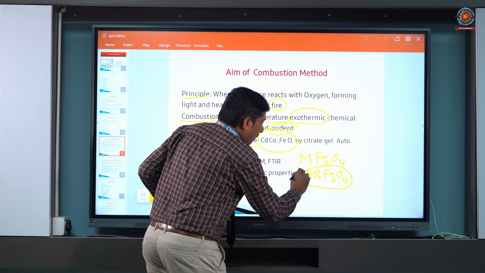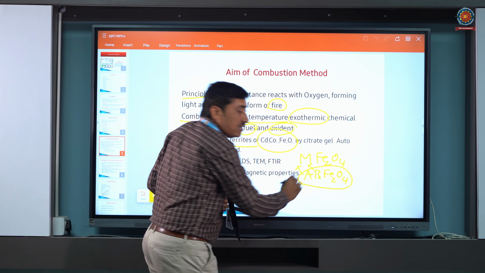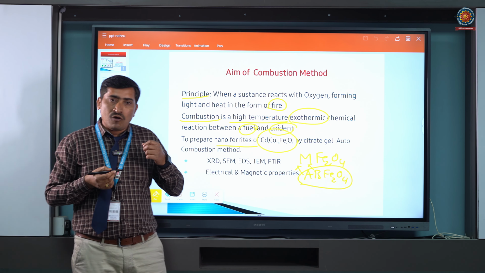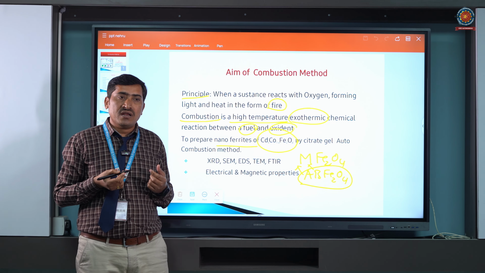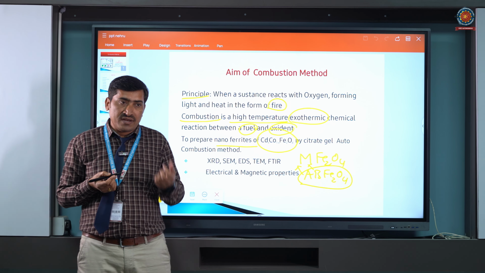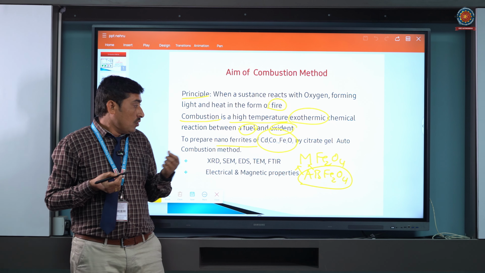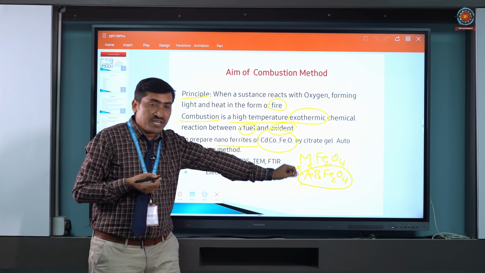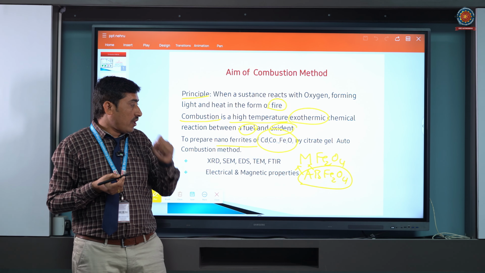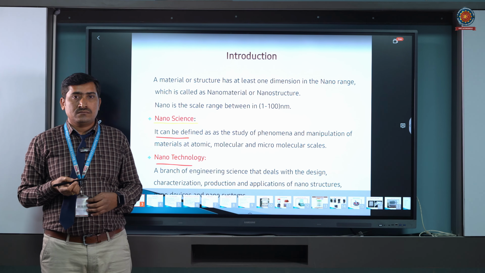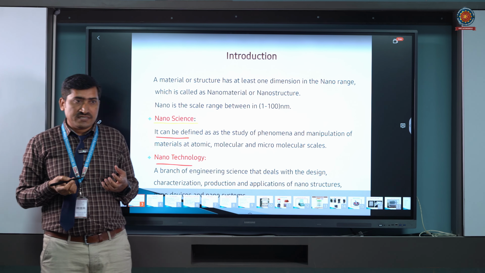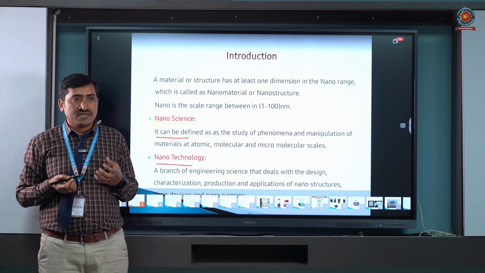What is A here, and what is B? A stands for divalent materials, for example cadmium. B stands for tetrahedral materials. Nanoscience and nanotechnology we will discuss well.